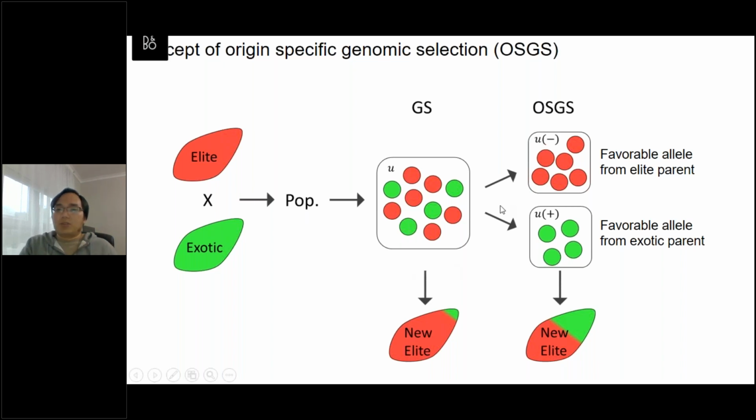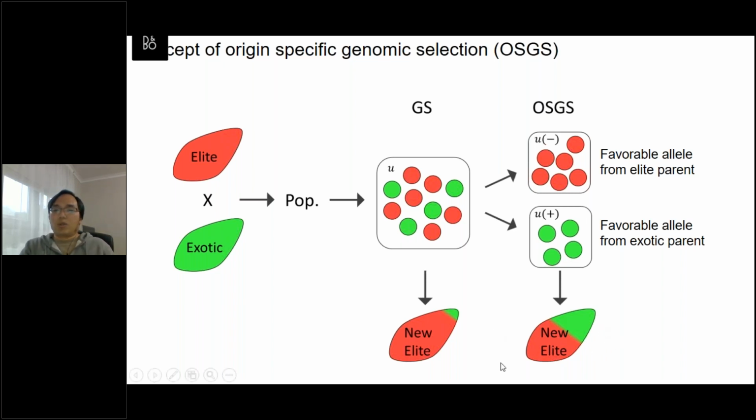What we attempt to do here is kind of a cheat: we want to separate out the pool that we pick from in the selection process. On top here, we separate out the favorable elite alleles, and on the bottom, we get the favorable exotic alleles. So now we have these two pools in separation. We can apply different amounts of selection force on each of them to create our desired new elite variety.